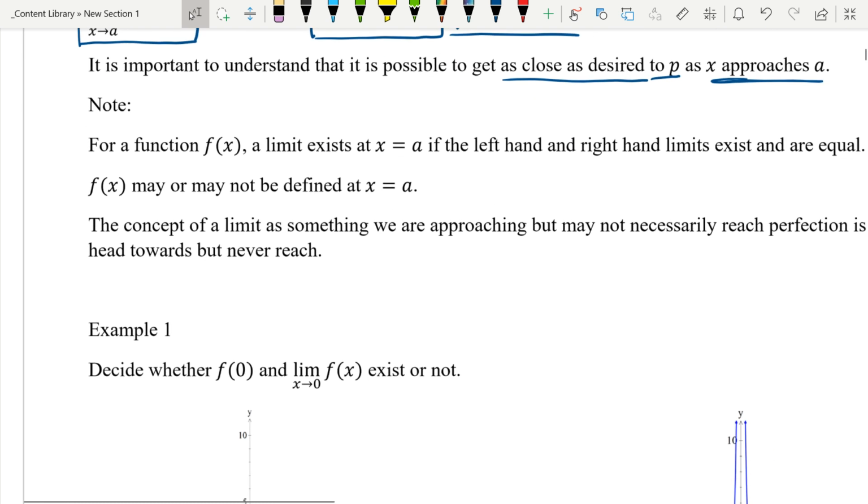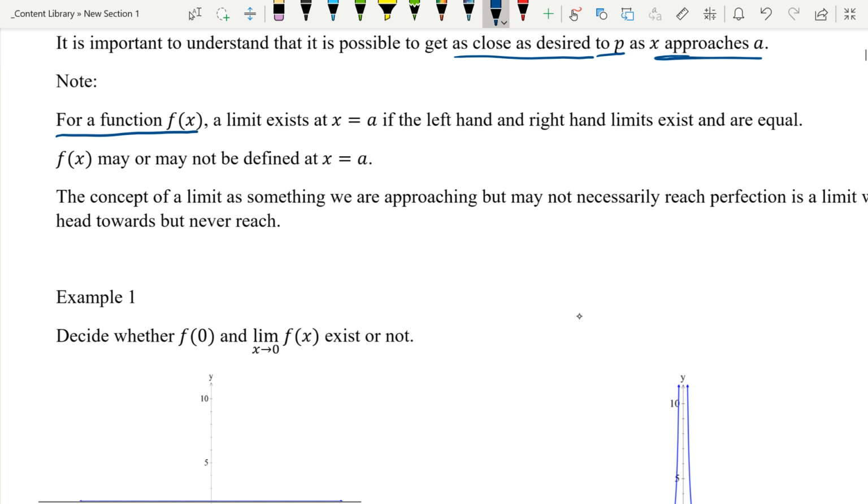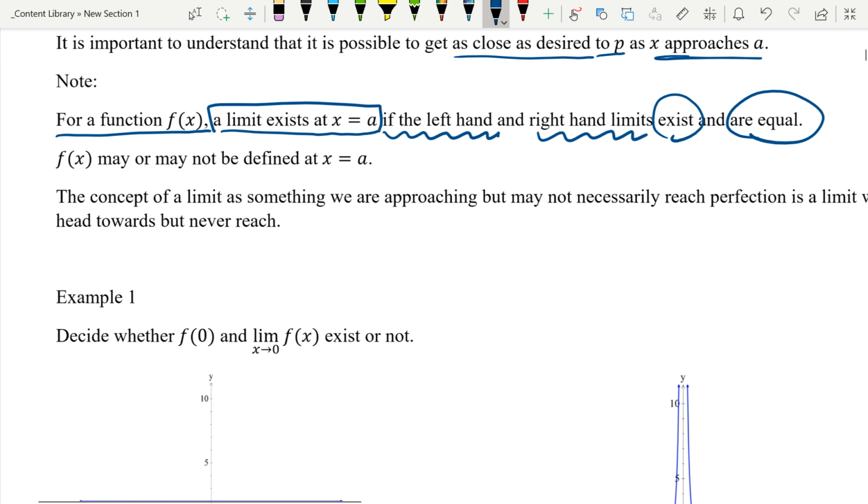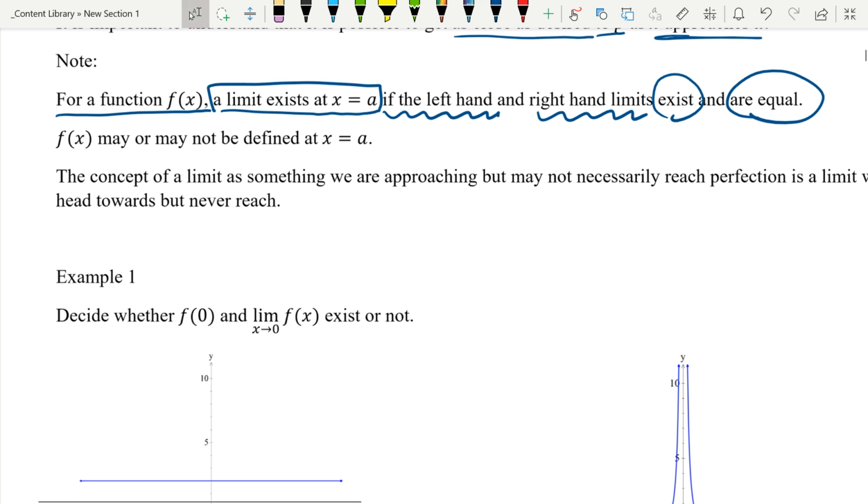For a function f(x), a limit exists at this point a if the left hand side and right hand side limits exist and are equal. Sometimes the limit does not exist. In a minute I will show you examples of why a limit exists and why it does not. But the definition for a limit to exist means that when you approach from the left hand side of the graph and when you approach from the right hand side, you approach the same value.